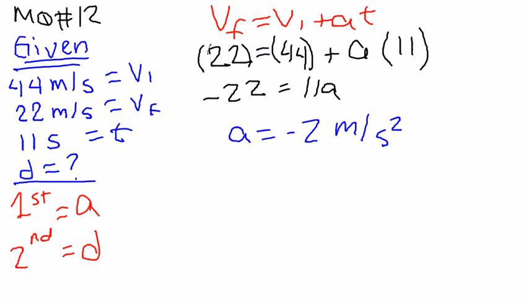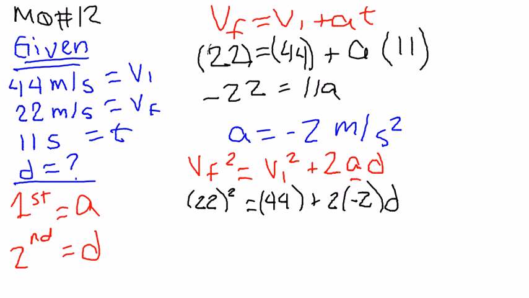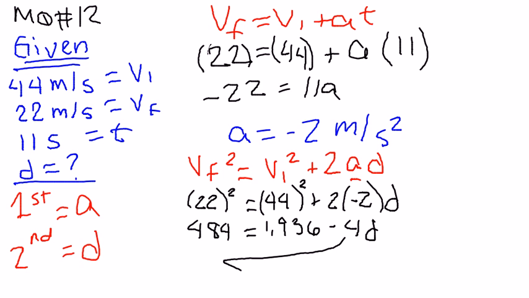Then we can move on to our second equation because we now know what acceleration is. When you plug in all your information, then you can just solve accordingly. Because 4d is negative, I find it easiest to pull it over to this side while you take this and subtract it over to this side. Then you get a positive 4d is equal to 1,452.